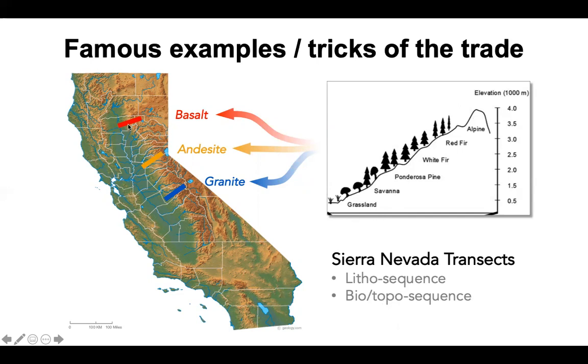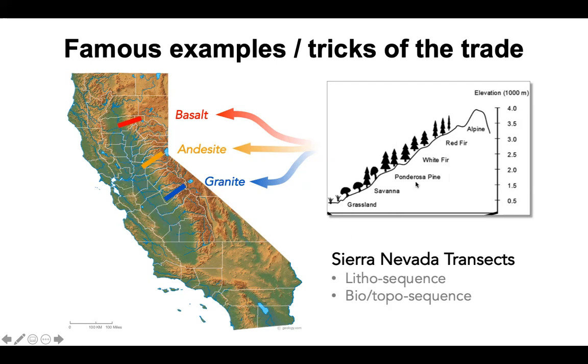However, we also have different parent materials, different geologic depositional environments that happen here. So up in the north here, we have more basaltic soil minerals. Then in the middle, we have andesitic. Those are more volcanic. And then down at the bottom, we have granite. So what this lets us do is look at the effects of both lithology, or the parent material, as well as the organisms and topography in each of these.